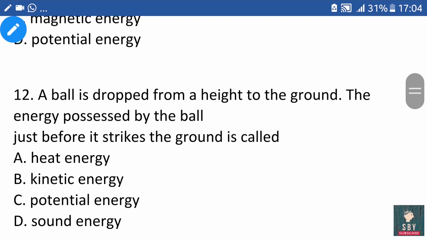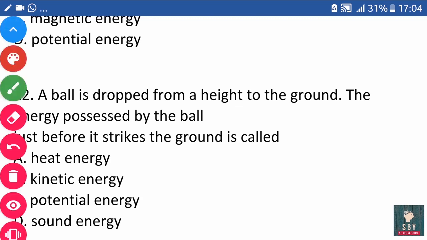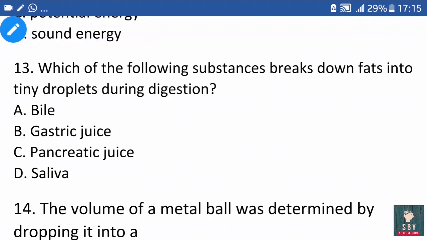A ball is dropped from a height to the ground. The energy possessed by the ball just before it strikes the ground: before it strikes the ground it is moving, so kinetic energy. Question 13. Which of the following substances breaks down fat into tiny droplets during digestion? So it's bile. Bile emulsifies fat or breaks it down into tiny droplets during digestion.